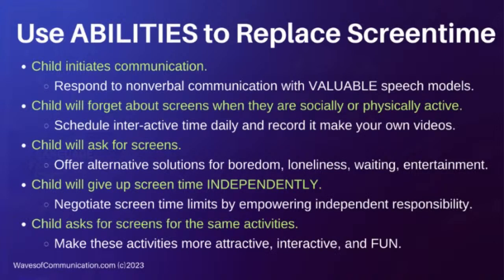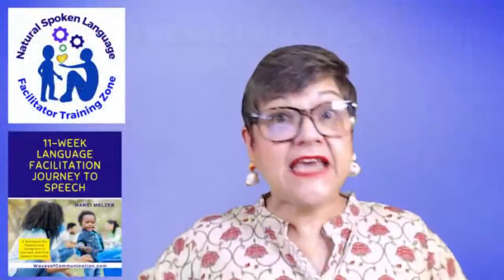All right, the number two here is the child will forget about screens when they're socially or physically active. So guess what? Schedule more interactive, cooperative, active time. That's the interactive part. Schedule this time every day and record it with video. Get your phone out. Have somebody else record you. Record selfies with the child while you're doing these interactive times. Get moving. Film it. Start talking.